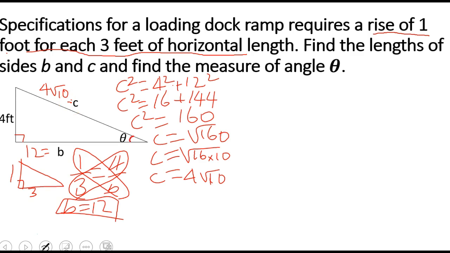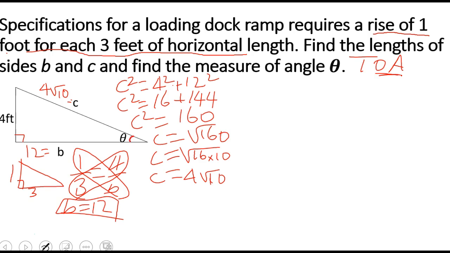And then what else are we asked to find? That's B and C. So we have found B and C. Now we have to find the measure of angle theta. So angle theta, we decide which of the SOHCAHTOA we want to use. Well, I think it's easier to use 4 and 12. So let's see. Side 12 is adjacent to angle theta, so it's connected to it. So adjacent, and the 4 is opposite of it. So adjacent and opposite is TOA.